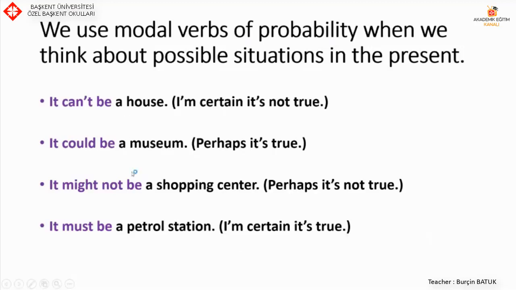Ama bakın bu ikisinde ne vardı? Could ve might'ta. Perhaps olabilir de olmayabilir de. Belki de. Muhtemelen.